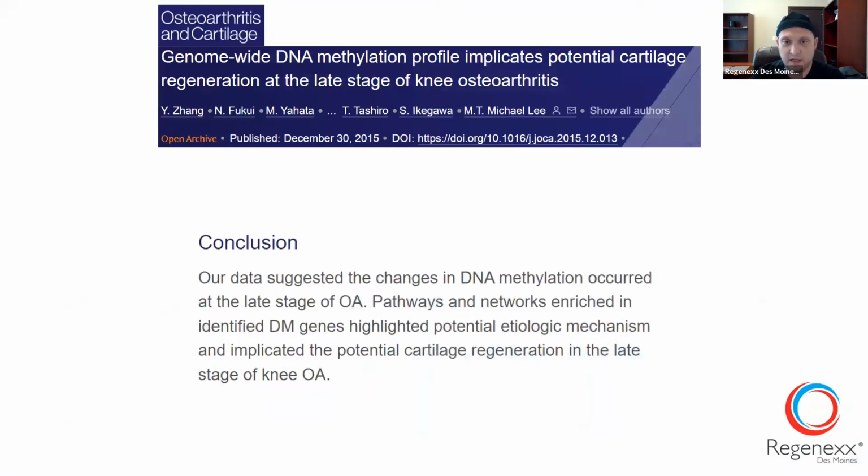And then I just wanted to touch on this. This is a little bit different from what we've been talking about. And man, this title is headache inducing, right? Genome-wide DNA methylation profile. I'm done at that point. You can't keep going, right?